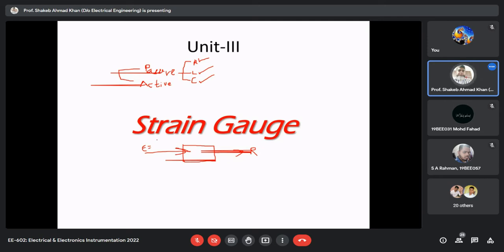Generally, strain is defined as change in length per unit length. Although it is one kind, the longitudinal strain, there may be deformation in other dimensions also, but generally we refer to this parameter as strain. So the strain gauge is sensitive to the deformation, sensitive to the strain, and it converts the change in this strain into resistance.